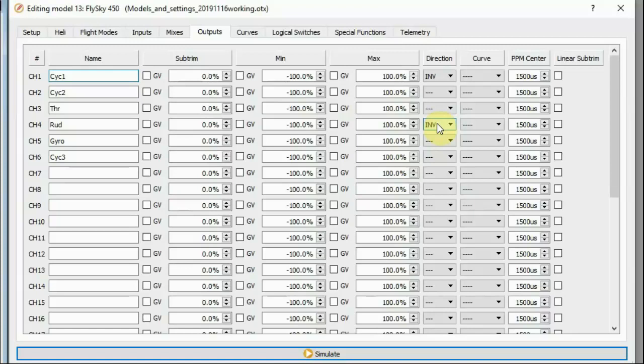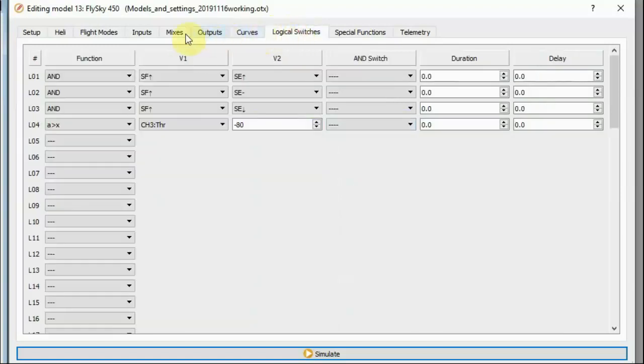When you push the rudder stick to the right, that should turn the nose of the helicopter to the right, so it adjusts the pitch of the tail rotor to push the tail to the left. Rudder right, tail left. Likewise, rudder left, tail right, so that it points the nose in the direction you want. Don't have any other logical switches.